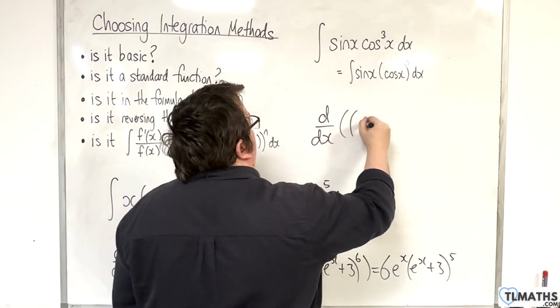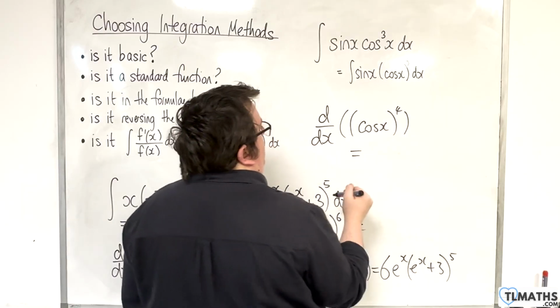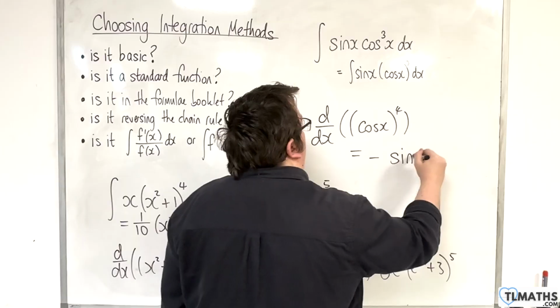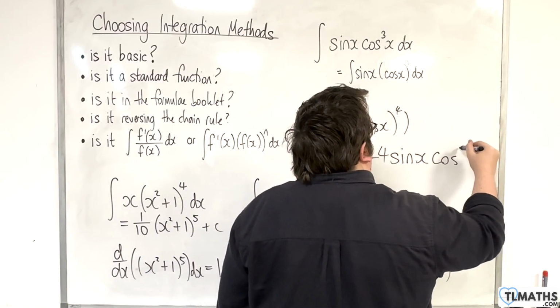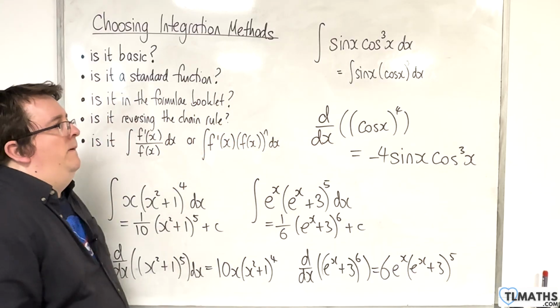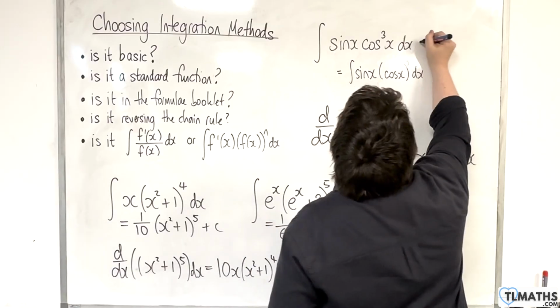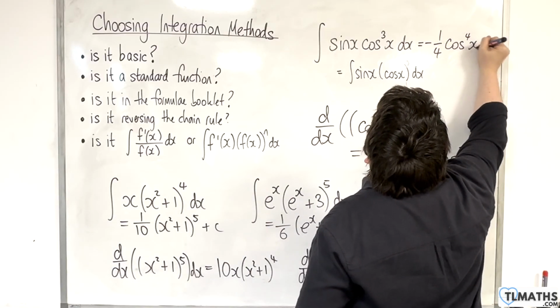So, add 1 to the power. Differentiate this. The derivative of the inside comes outside. That's minus sine. The 4 is going to come down to the front, and we're going to take 1 from the power. I said squared, it was cubed, wasn't it? Okay, so what are we going to have? We're going to have 1 over this. So, minus a quarter cosine to the 4x plus c.